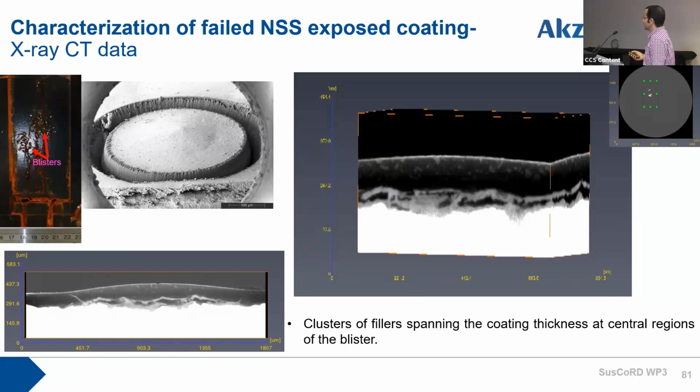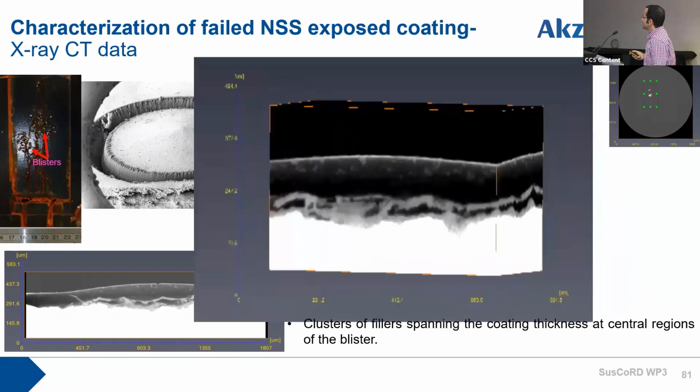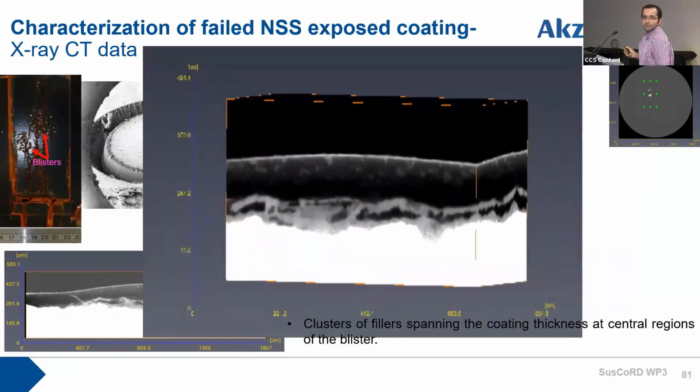But the other thing that I wanted to focus on is the formation of elongated clusters that span through the entire thickness of the coating. If the interface of these clusters of fillers is a weak point and allows the premature failure of the coating at that point, then we have seen that these clusters exist within the center of this blister. So can you play the video?